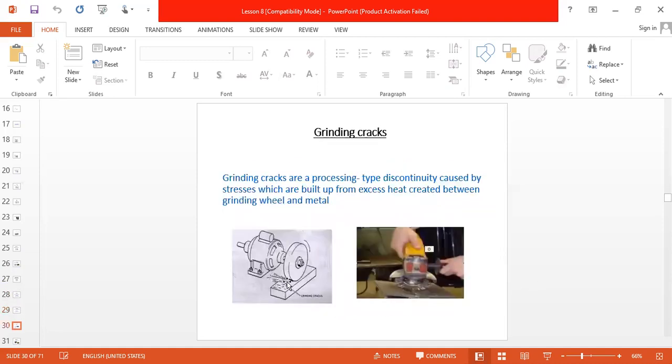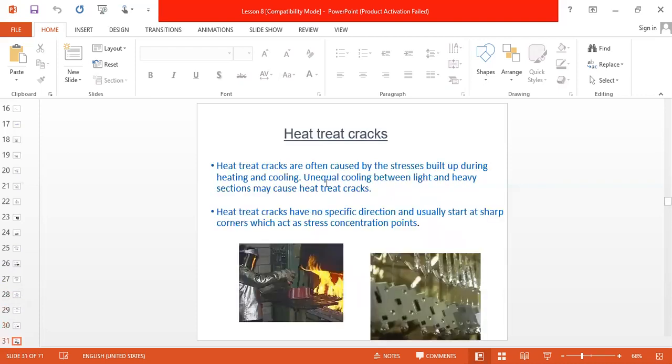So see here, this grinding also generates cracks, because sometimes we are giving pressure. So due to heat and pressure, we are getting small cracks. This is also heat treating cracks. In heat treatment, basically we can get this crack while we are doing quenching.